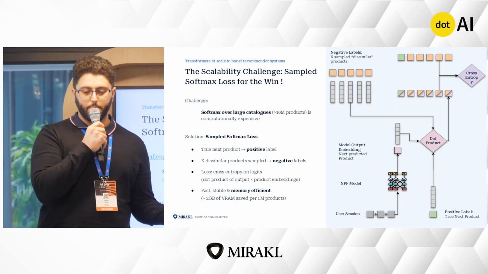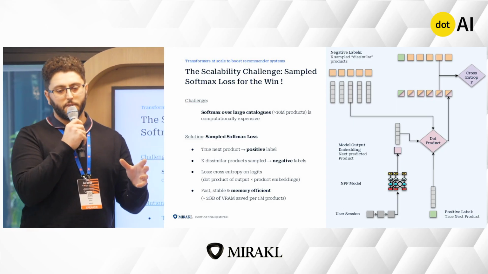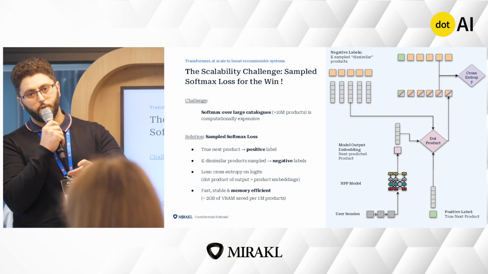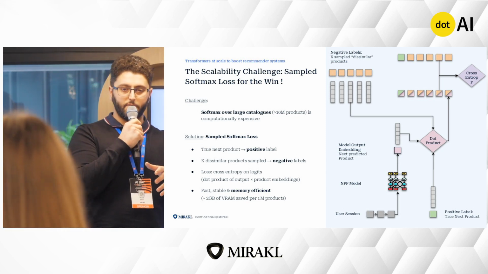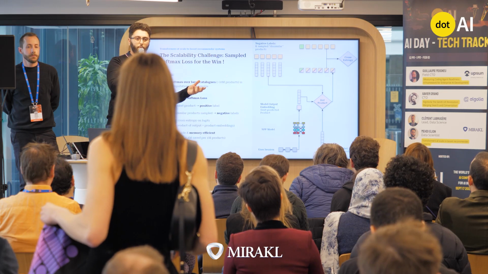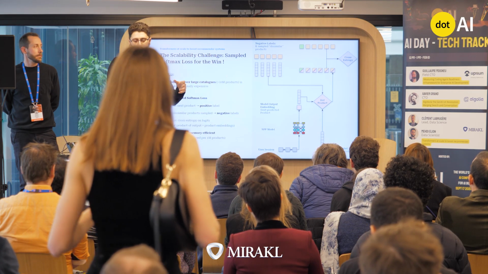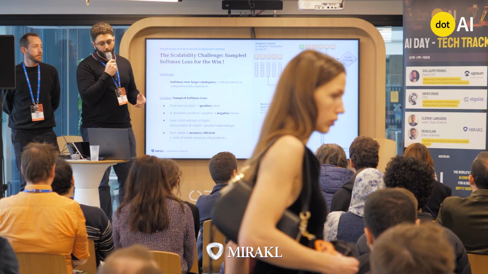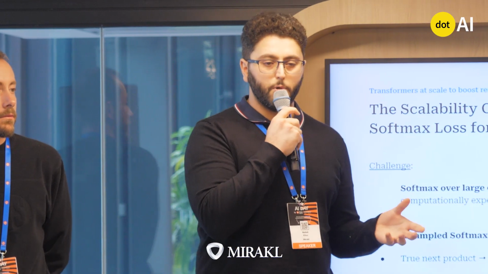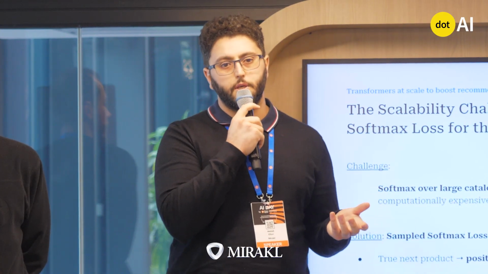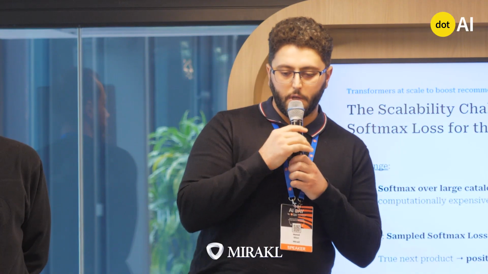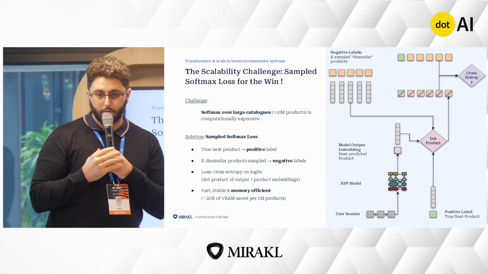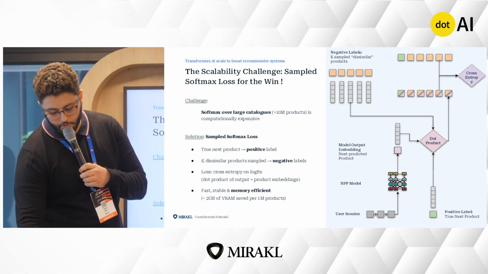So instead, we opted for sampled softmax loss, which in simple terms consists in computing the loss over a subsample of products made up of the true next product, marked as positive, and a certain number of randomly sampled dissimilar products, which are marked as negative. And overall, it makes the training procedure stable, faster, and more memory efficient by saving approximately 2 gigabytes of VRAM per million products. So this is one of the tricks we use to make the training robust to large catalogs.